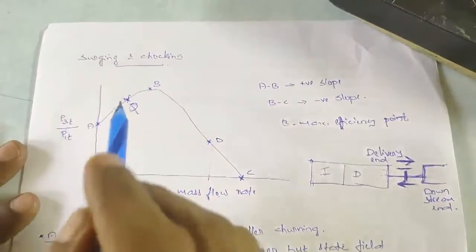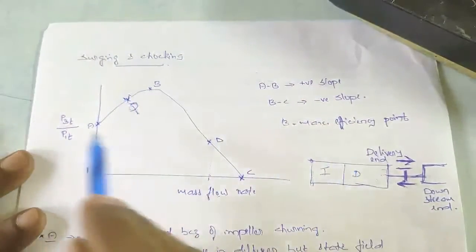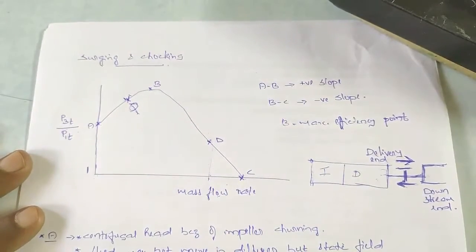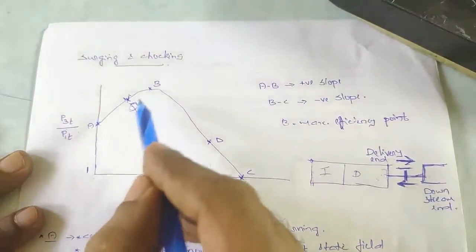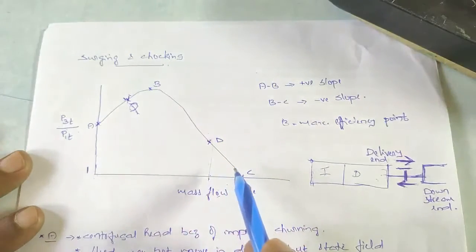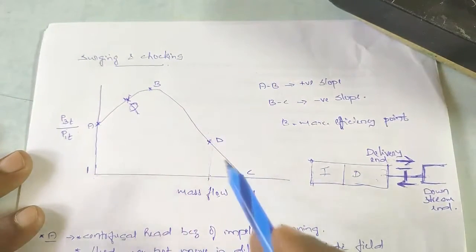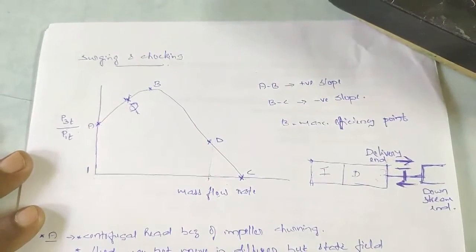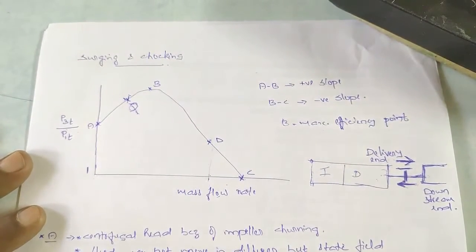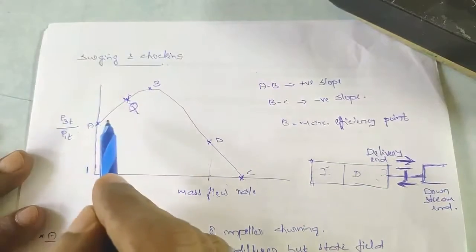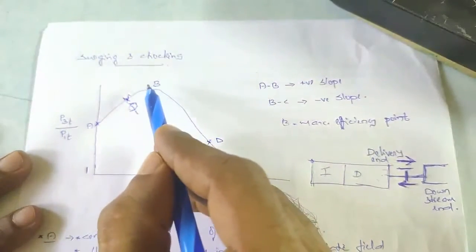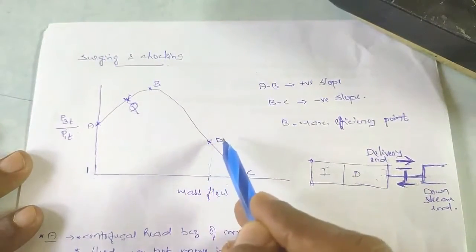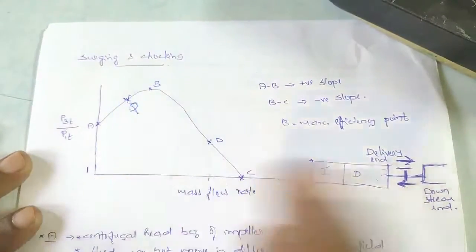So this is a graph plotted with pressure ratio and mass flow rate. This is a curve plotted for the operating speed. We can have similar curves for different operating speeds. And if you analyze, you can see some key points. The first point is A, and another point is B here, another point is C here, and another one is D, and we will explain a point Q also.